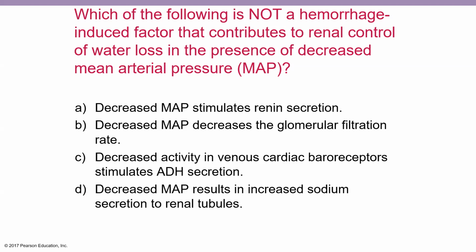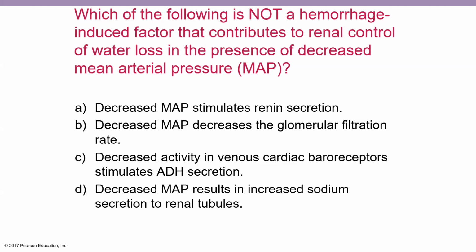B, decreased mean arterial pressure decreases the glomerular filtration rate. This is also true. If we decrease mean arterial pressure below 80, remember this is not that 80 to 180 window, if we go below 80, then glomerular filtration rate will also decrease as a mechanism to decrease the amount of water that is being lost, right? So we're now going to decrease GFR, which will decrease the urine output in an attempt to correct this initial stimulus of hemorrhage that we're correcting.